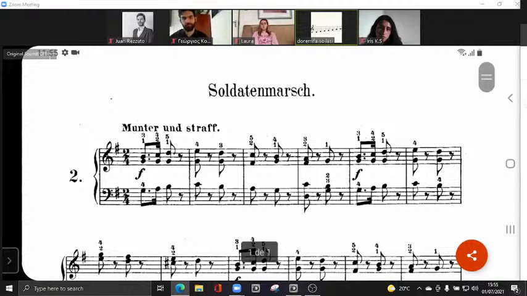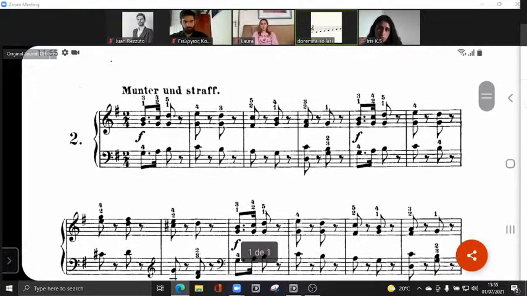Well, that's it. This piece is in G major. At the beginning, in the first measures, we have a homophonic texture because all the voices are with the same rhythm.